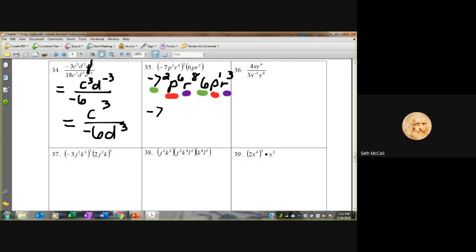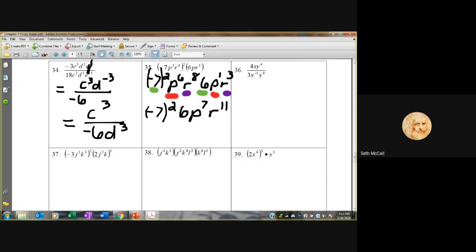And yes, that -7, actually, I messed this up, it should have parentheses around it. And then you have 6. And then the p's are p to the sixth, p to the first, which is going to be p to the seventh. Remember, the powers add whenever you're multiplying the bases. And then we have r to the eighth, r to the third. That's r to the 11th. And there's your final answer. You can leave it like that.